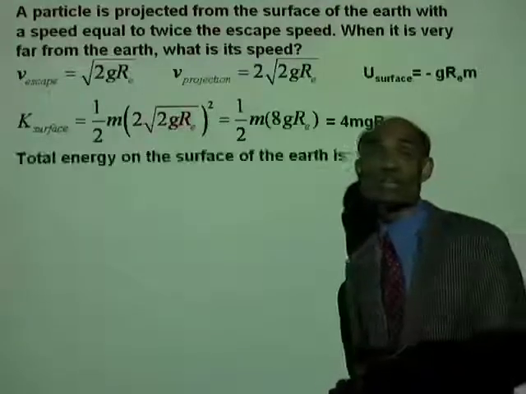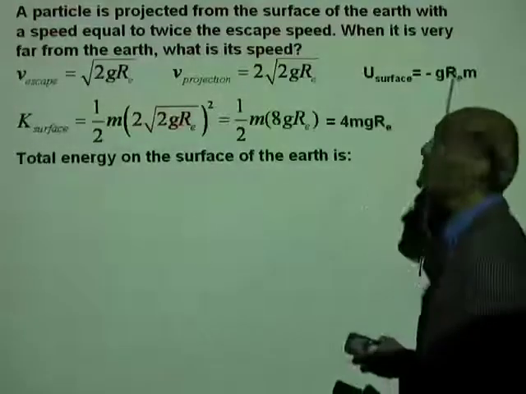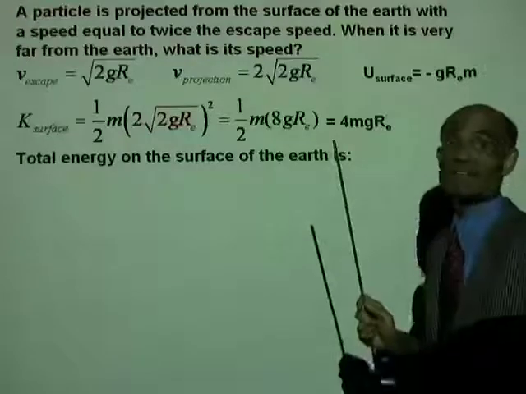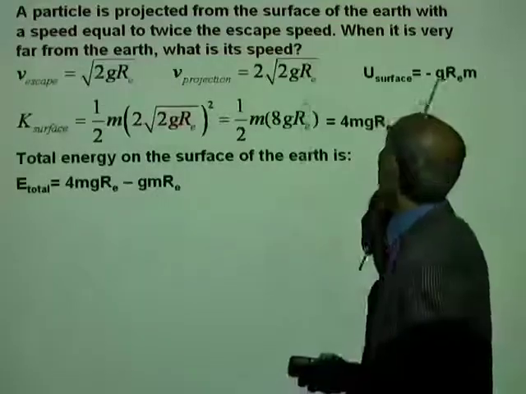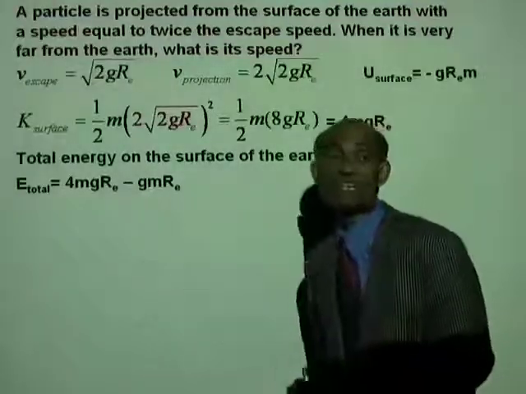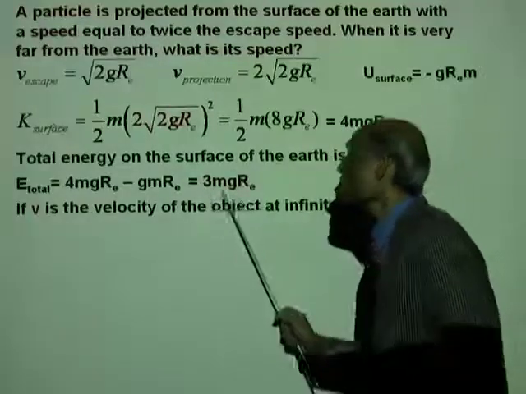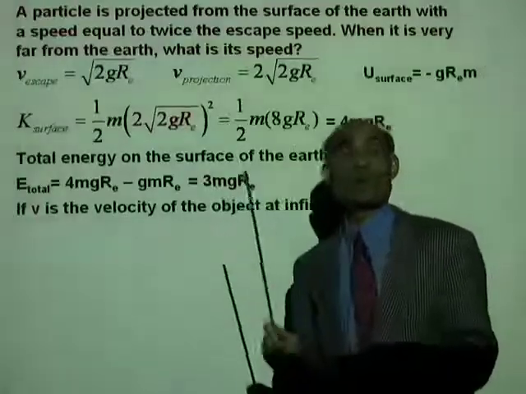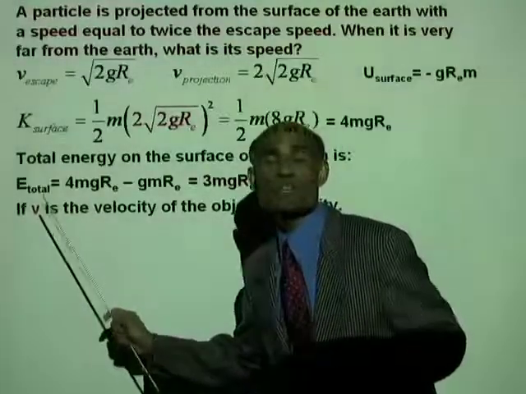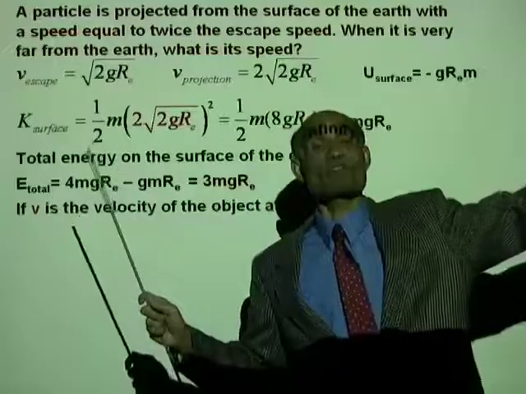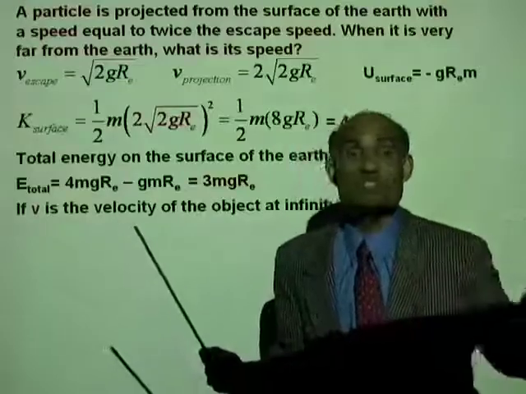So what is the total energy on the surface of the earth? The total energy is the sum of the potential and kinetic energies. That will be 4mGRE added to the potential energy, minus GMRE, and that will be 3mGRE. This is the total energy of the object on the surface of the earth. And now we need to find the velocity v when it is very far from the earth, when its potential energy is 0.